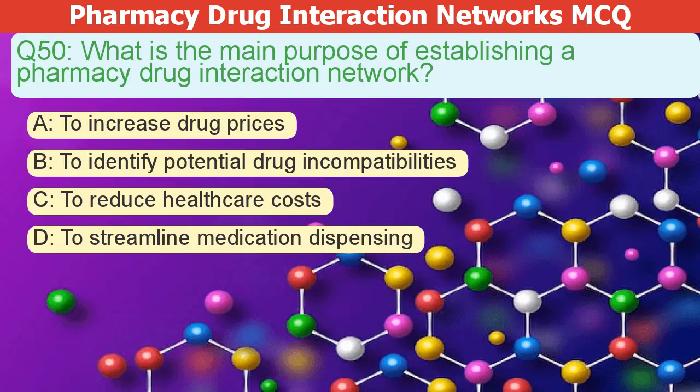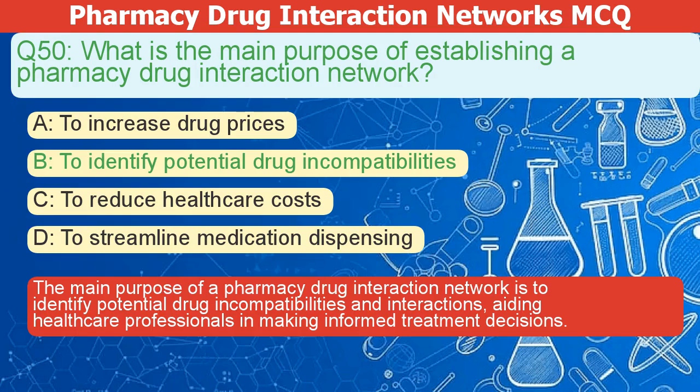What is the main purpose of establishing a pharmacy-drug interaction network? A. To increase drug prices. B. To identify potential drug incompatibilities. C. To reduce healthcare costs. D. To streamline medication dispensing. The correct answer is B. The main purpose of a pharmacy-drug interaction network is to identify potential drug incompatibilities and interactions, aiding healthcare professionals in making informed treatment decisions.